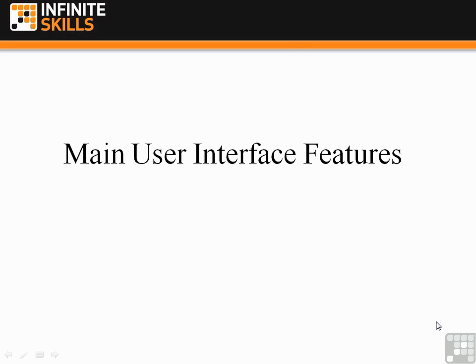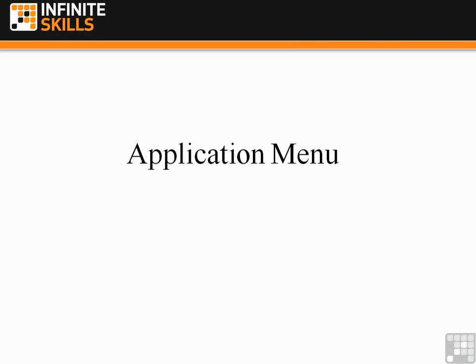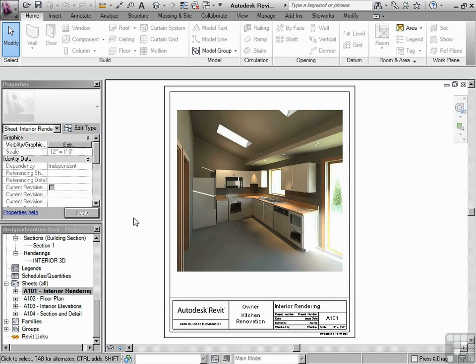Let's take a look at a few of the main user interface features using the project that we're going to be working on, the Kitchen Edition. Let's start with the application menu. This is also known as the big R. And that's it right there. You can see it's a big R.